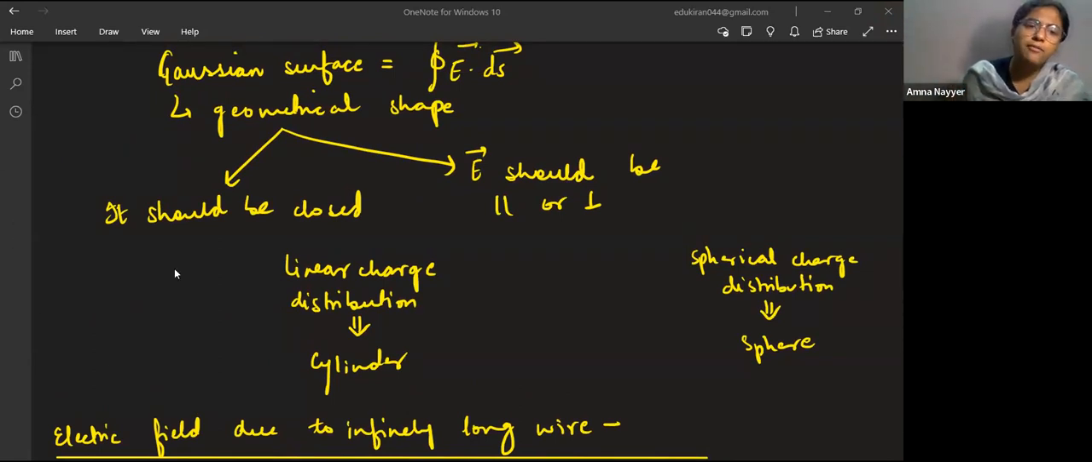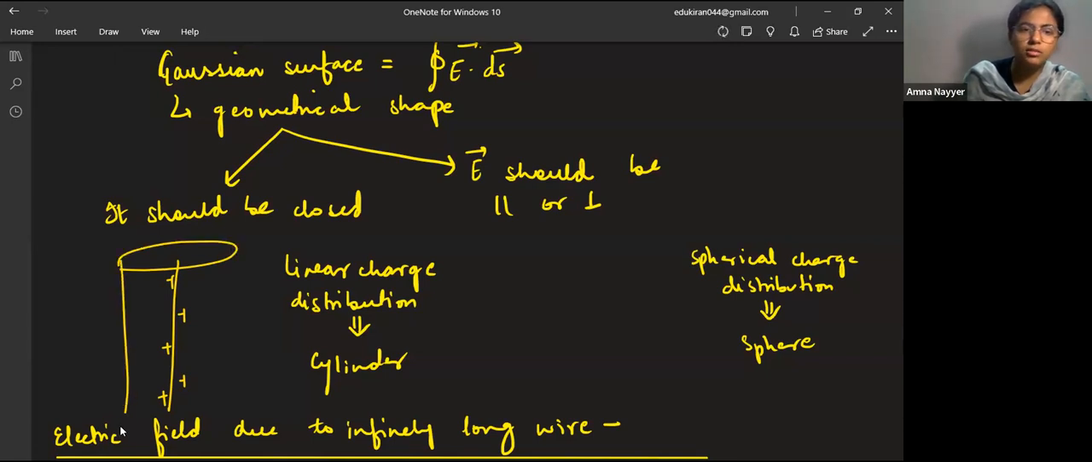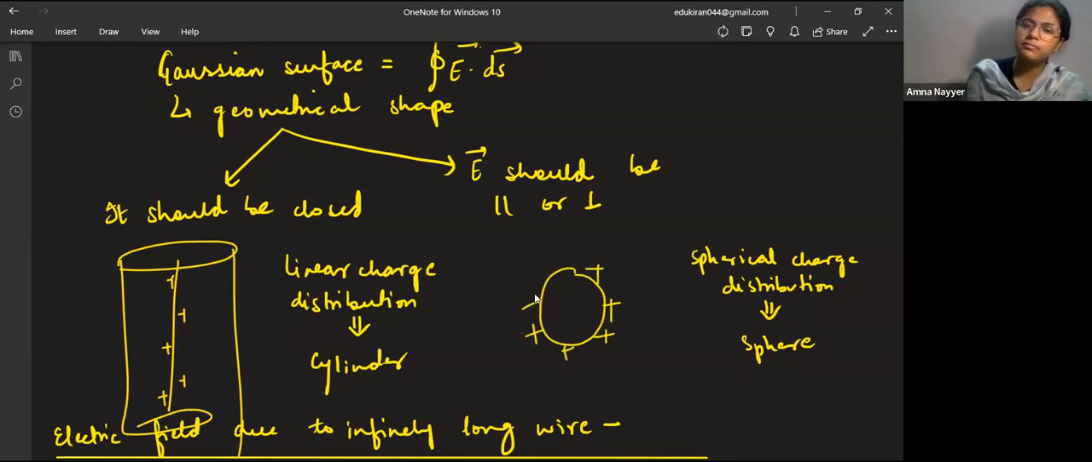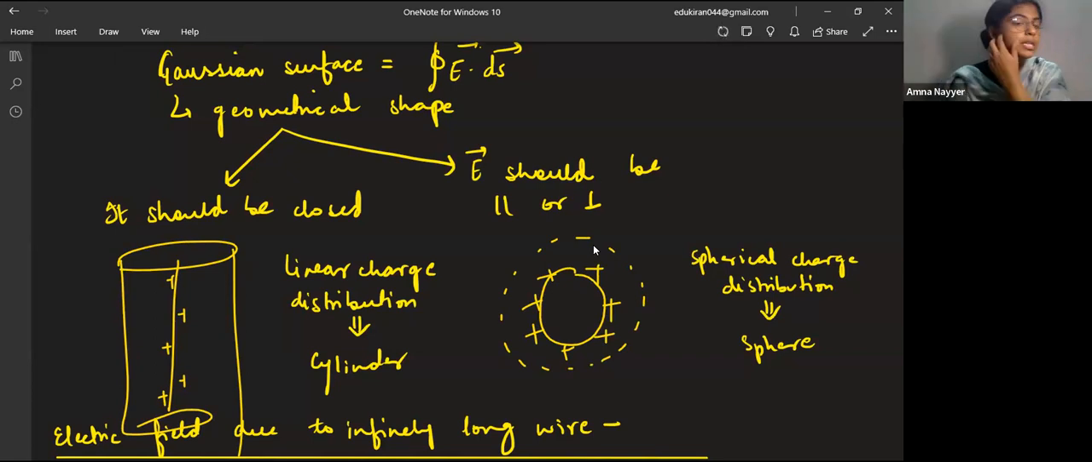Suppose you have a straight wire with charge distributed over it. The preferable Gaussian surface is to draw a cylinder. If you have a sphere with charge distributed over it, the preferable Gaussian surface is to choose a sphere. We'll be using the linear charge one right now.